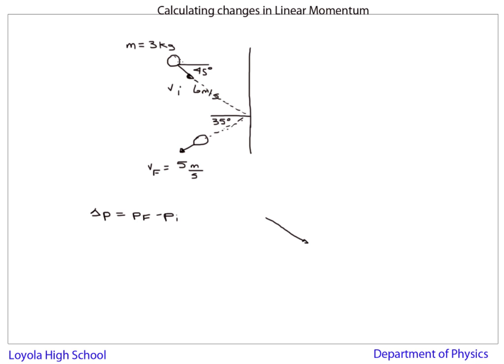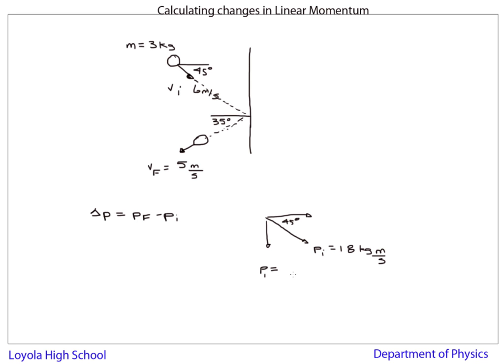So I'm going to take that first velocity vector, or first momentum vector. If I take 3 times 6, that's going to give me 18 kilograms meters per second for the initial momentum. And I basically want to break it up into sine and cosine components. And this is a 45-degree angle here.